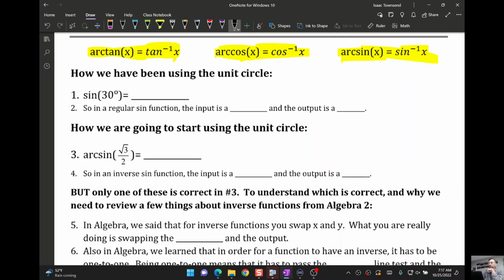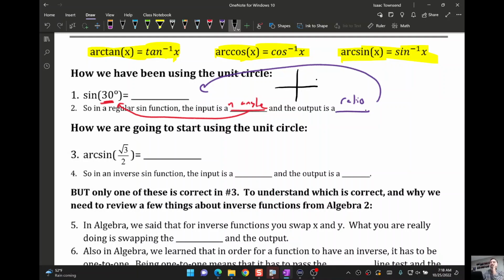So the way we've currently been using the unit circle is you would have a question like the sine of 30 degrees. So 30, the input is an angle, and then the output, your answer, is a ratio. So you'd go to 30 degrees, you would have that point memorized, and if you want the sine value, you want the y value. That's how we've used the unit circle up until this point.